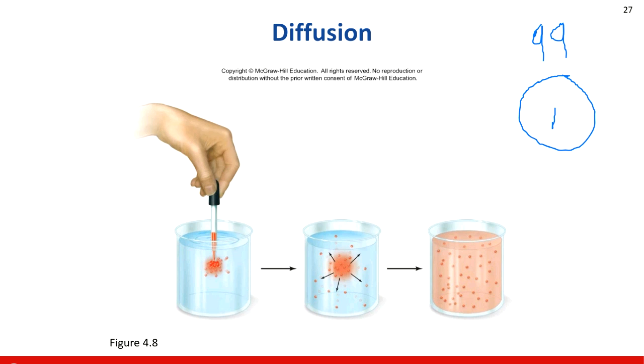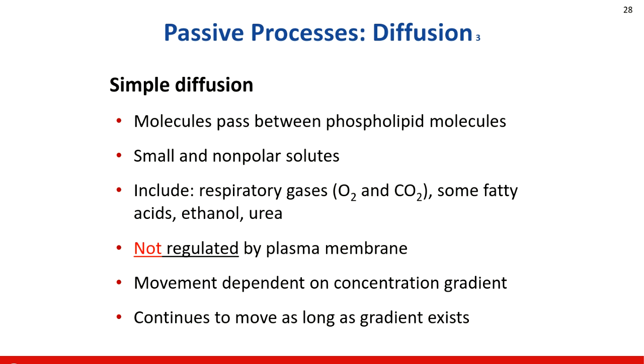If you said that it is going to move from outside the cell to inside the cell, you are correct. It's going to move down its concentration gradient. Okay? All right. So now that we have a decent understanding of diffusion, let's talk about a specific type of diffusion called simple diffusion. Now we're going to move into our cell physiology here.